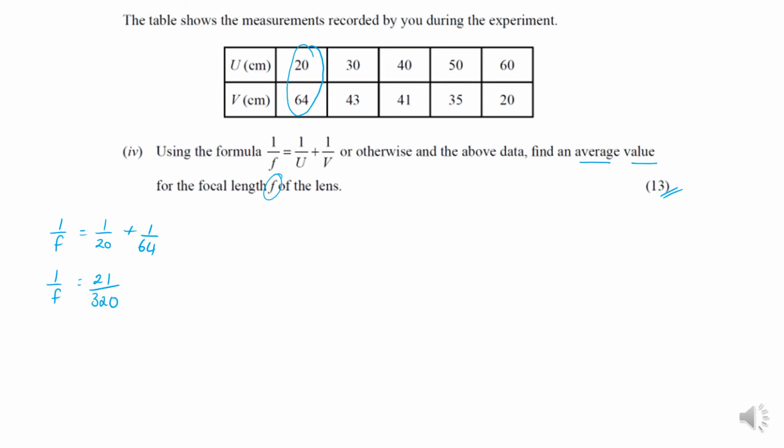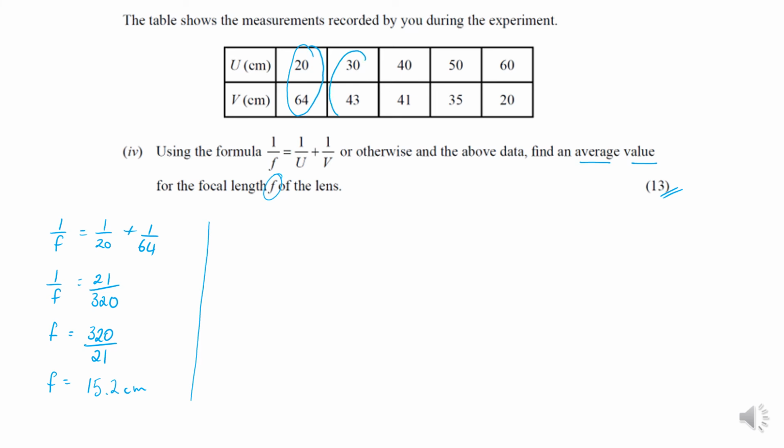And now I'm going to invert or turn upside down the 2 fractions. So I get F over 1, which is just F, equal to 320 divided by 21. And when you do that division, 320 divided by 21, you should get 15.2 centimeters. Okay, and so you repeat that process for all the other sets of data. So I'm going to pause the video and do that and give you the result.